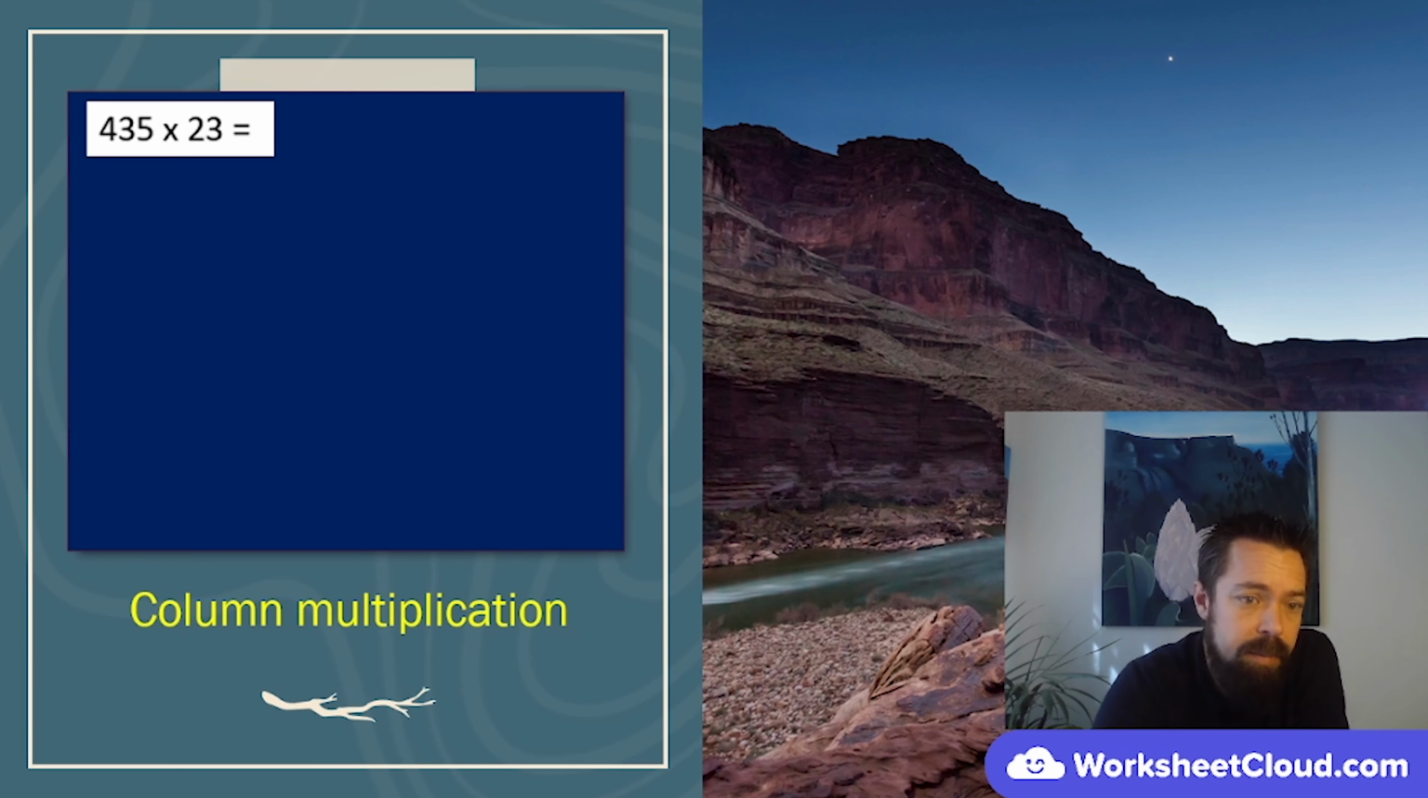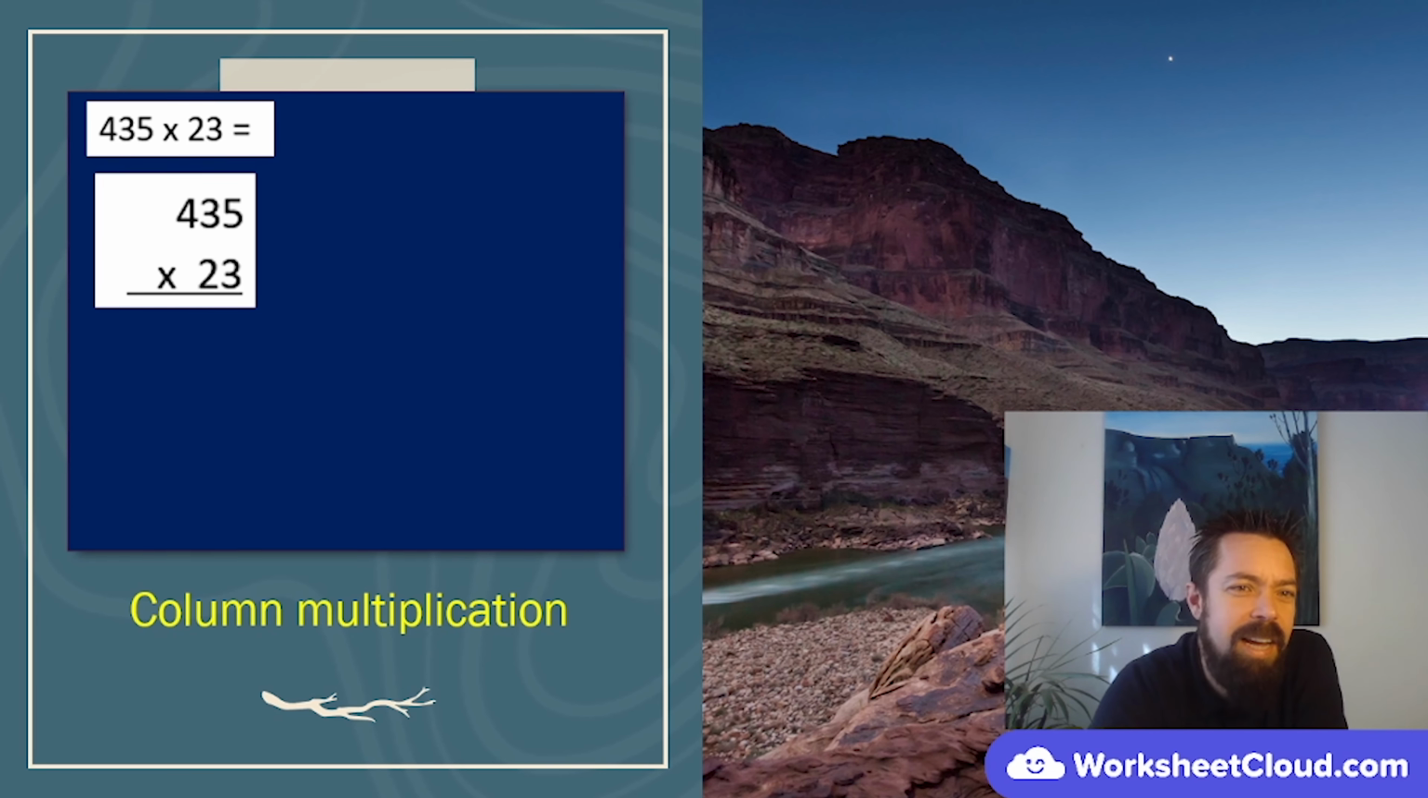I'm going to pick the same sum. This is the column multiplication. It's my preferred method. I know that a lot of teachers prefer this one as well. It's perhaps, I don't know, most straightforward for me. Some people call it the turtle head method. I've heard it called other things as well.